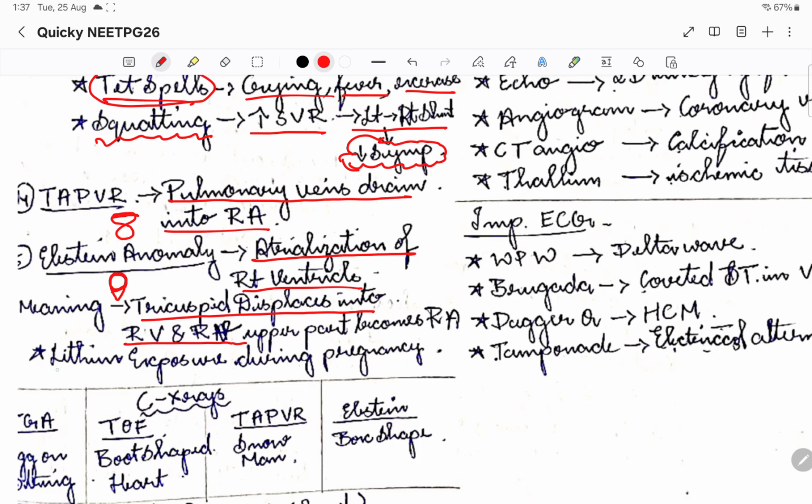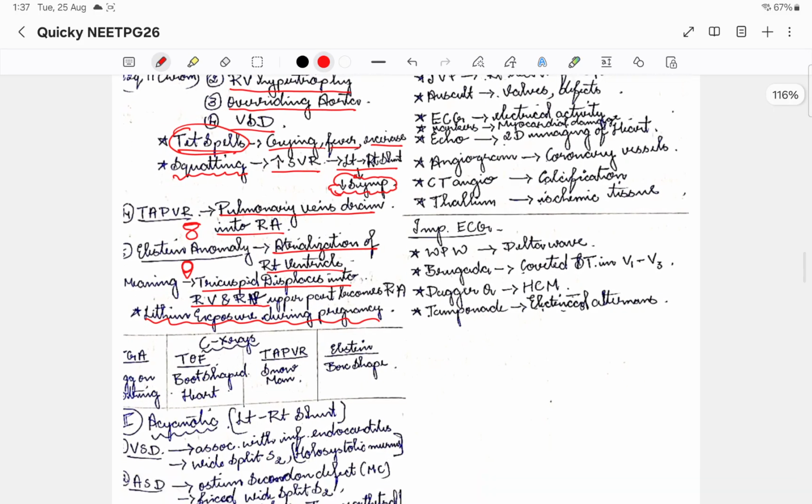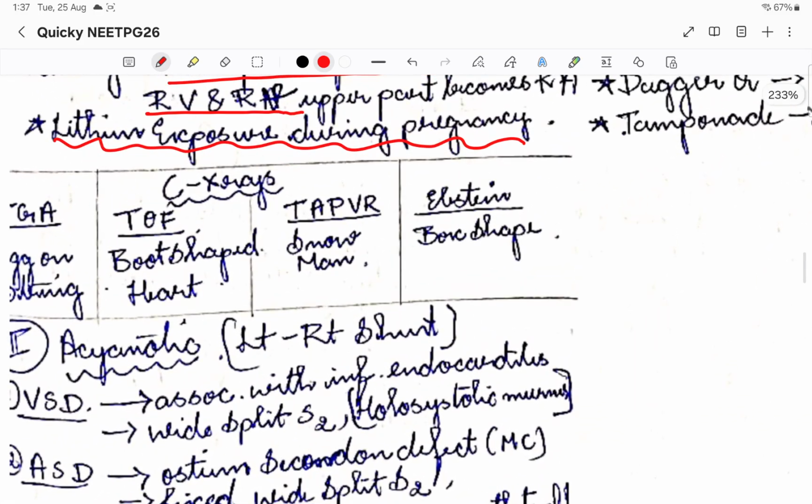This is mainly seen in lithium exposure during pregnancy. We discussed in psychiatry, right? In bipolar patients, we will be giving lithium. Lithium is one of the best drugs, but still it is teratogenic. This is the teratogenicity that it will cause. Lithium will cause Epstein's anomaly. Please remember this.